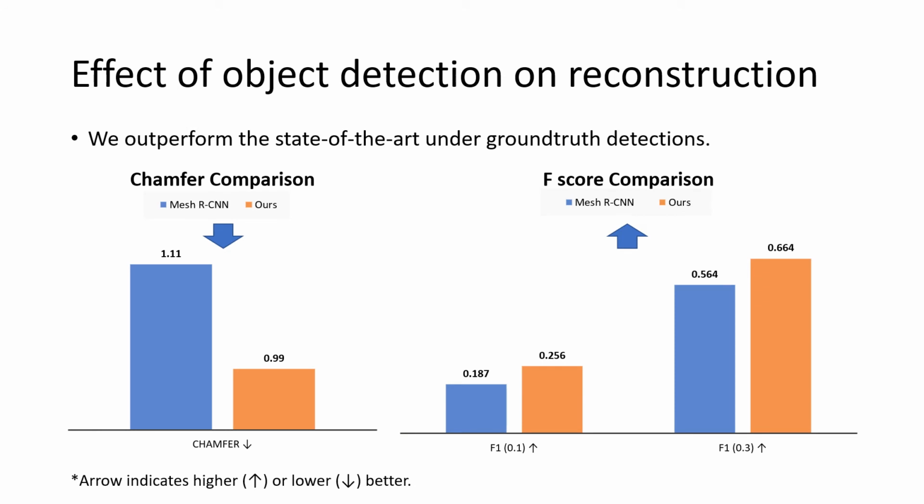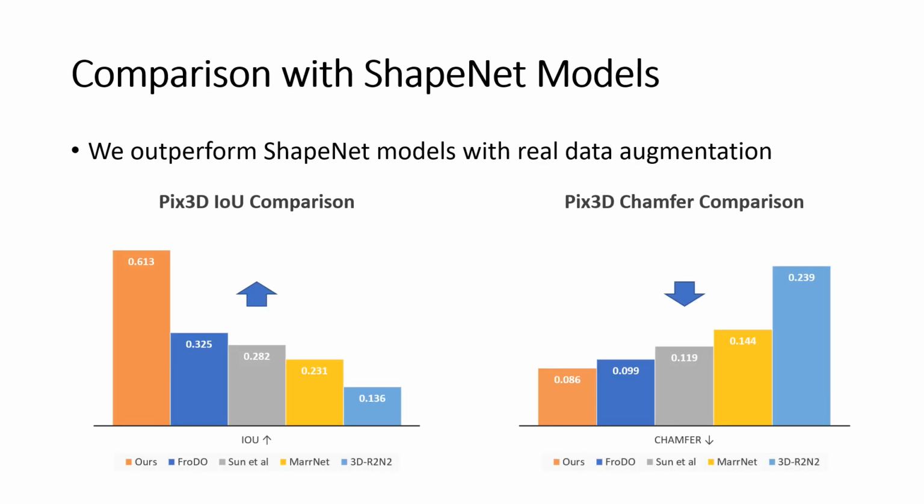We compare our system with the state-of-the-art method by using ground truth bounding boxes, which eliminates the effects of object detection. We outperform with a notable margin on F-score and chamfer distance. To further contextualize our work, we compare our Pix3D trained model with existing ShapeNet models on the chairs of the Pix3D test set. The ShapeNet models are trained with real data background augmentation to bridge the sim-to-real gap. Ours outperforms in both IOU and chamfer distance.